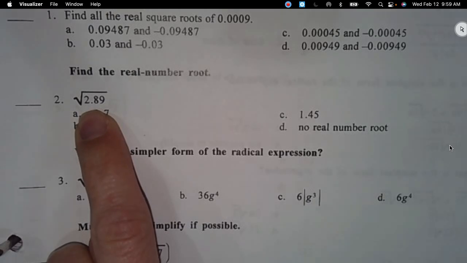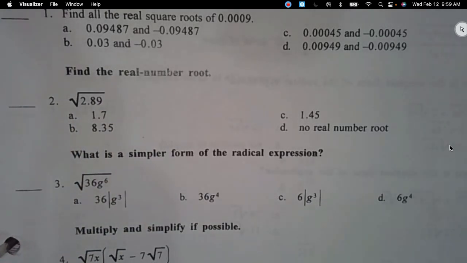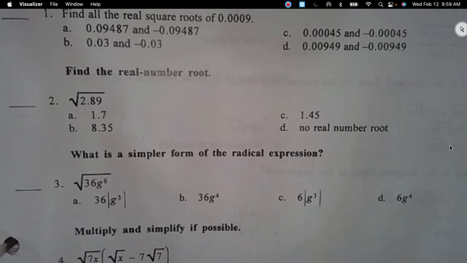Haley, is that what you were asking about a second? No, I'm okay, just trying to figure out number 7. Okay. Number 3 is on there.